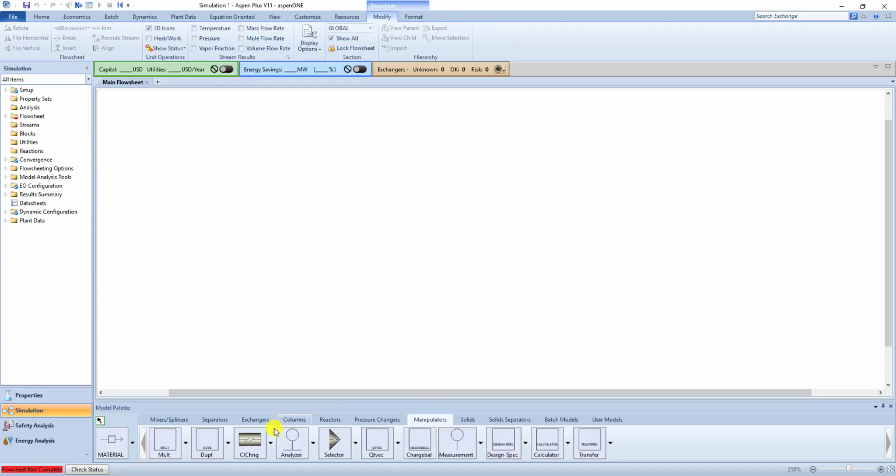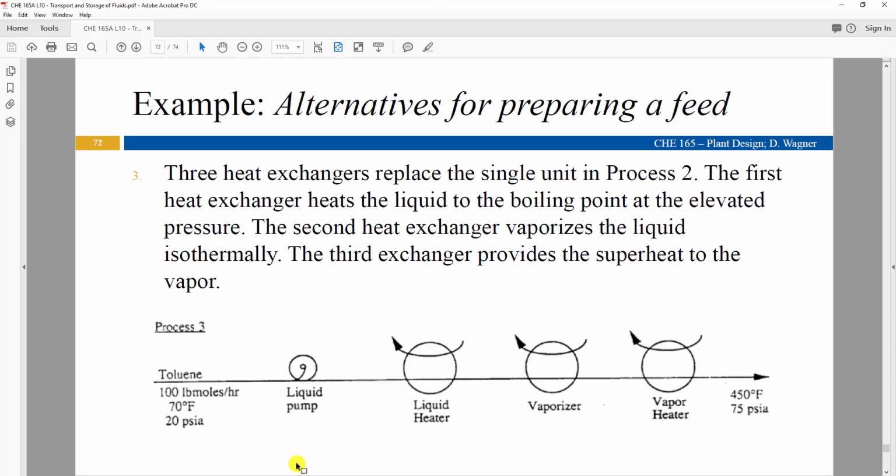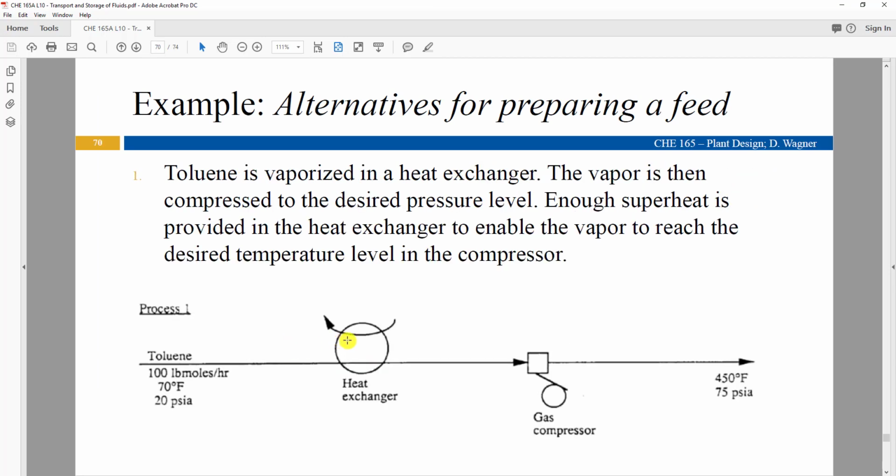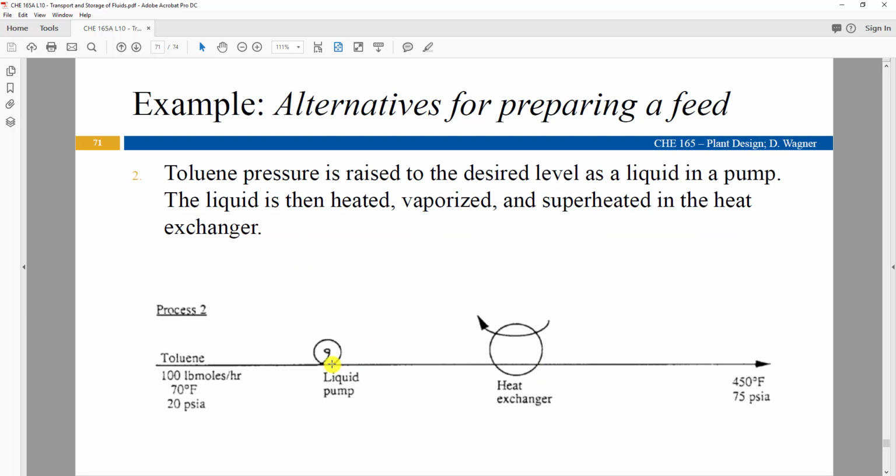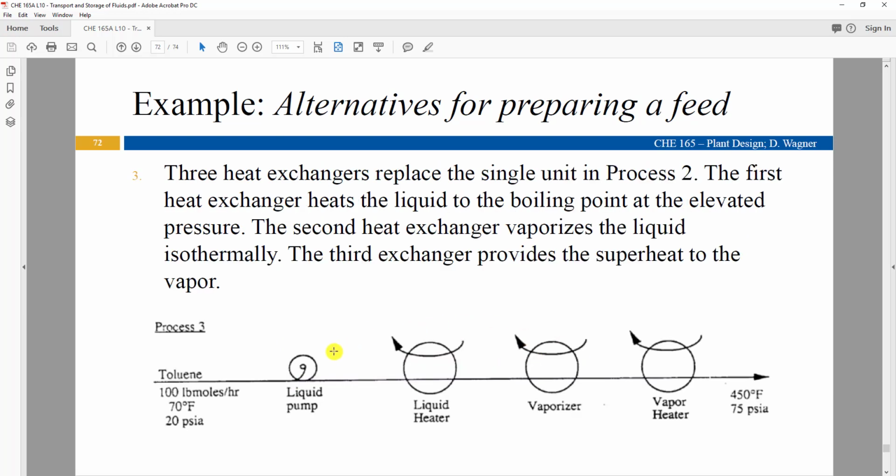Now under manipulators, there is a block called duplicator. This will allow us to run all 3 of those processes at the same time, so we don't have to have 3 separate sheets. So I'm going to put all the blocks on first, and then all of the streams. So if we look at our first process, we have a heat exchanger and a compressor. Second process, pump and a heat exchanger. And then process 3, a pump and 3 exchangers, or 3 heaters.